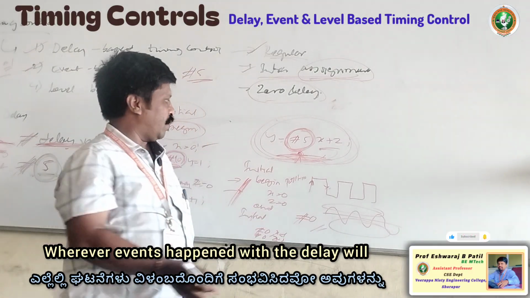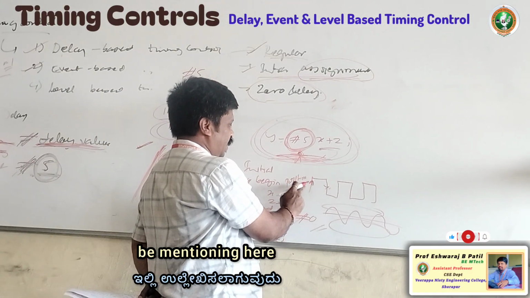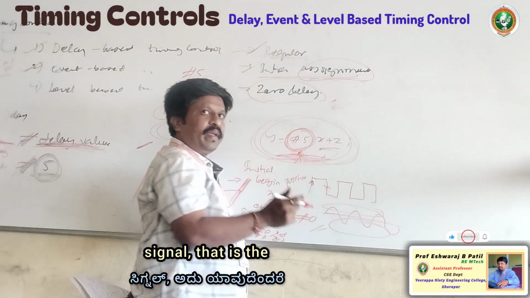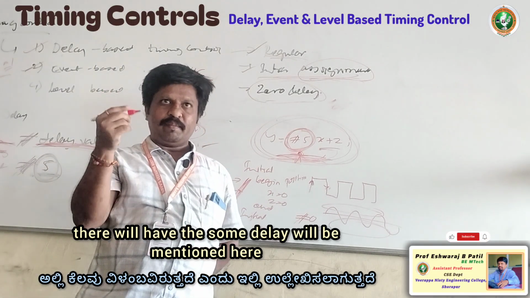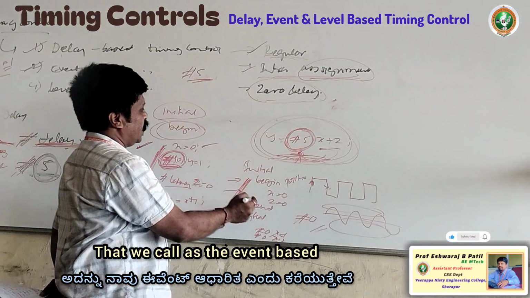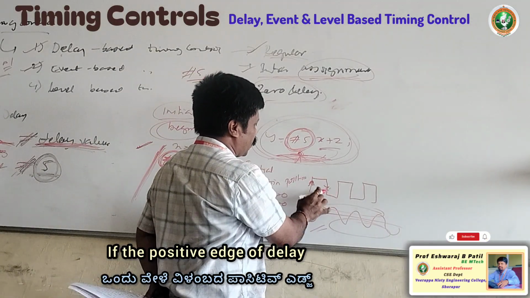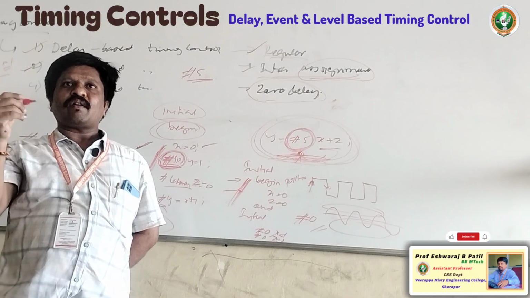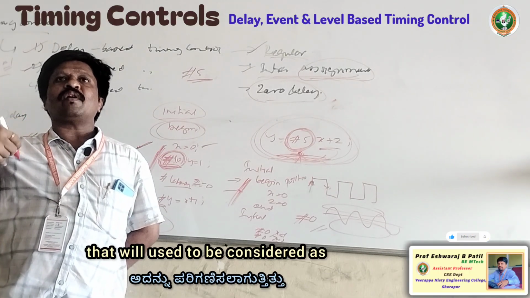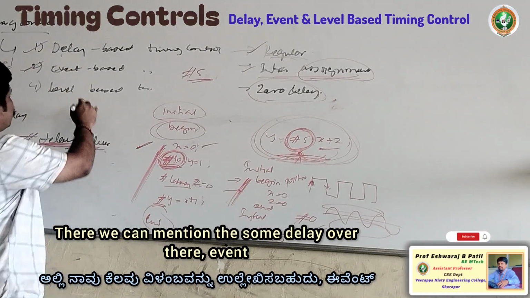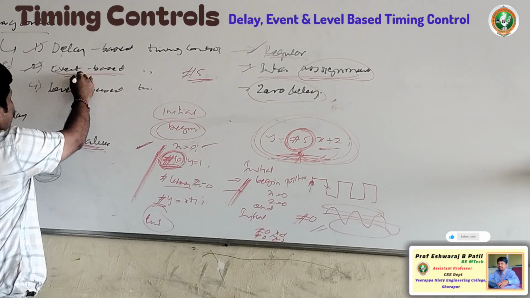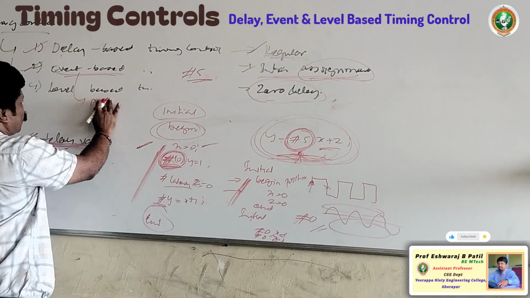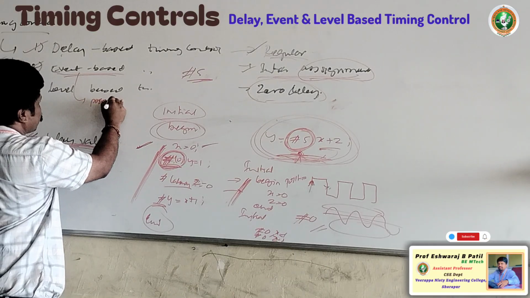Wherever events happen, we mention the delay there. Wherever the positive edge is there in the signal, we mention some delay. That we call event based. Wherever the positive edge comes in the clock signal, it is considered an event, and we can mention some delay there. There are two events: one is the positive edge, and the other is the negative edge.